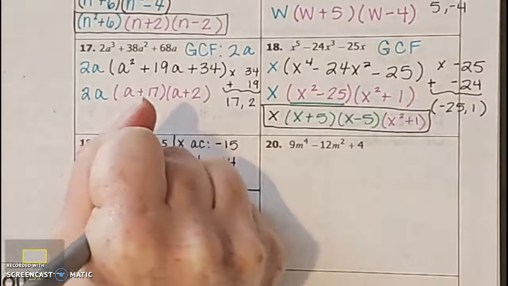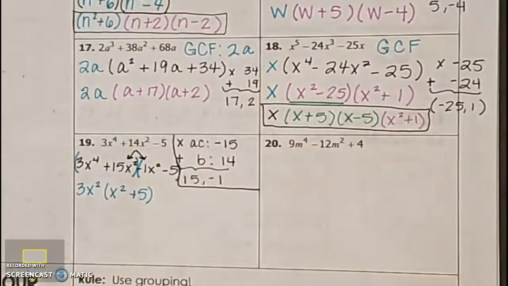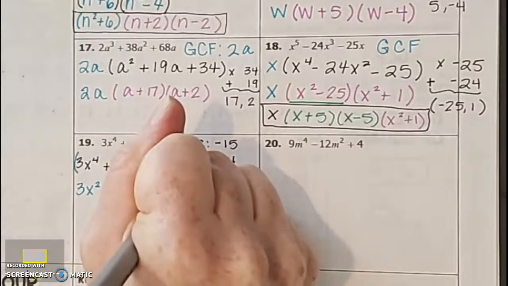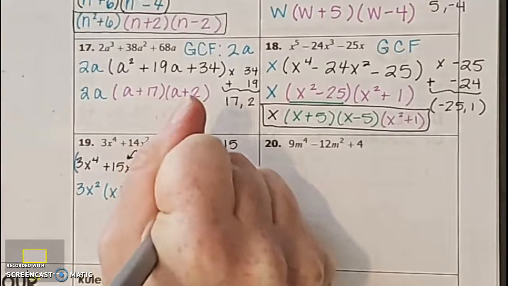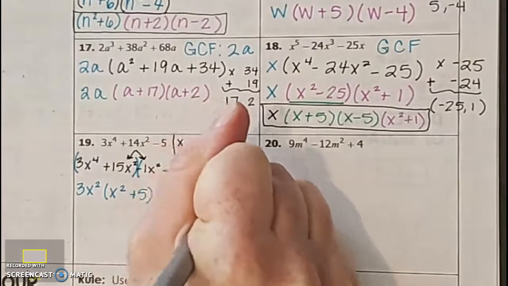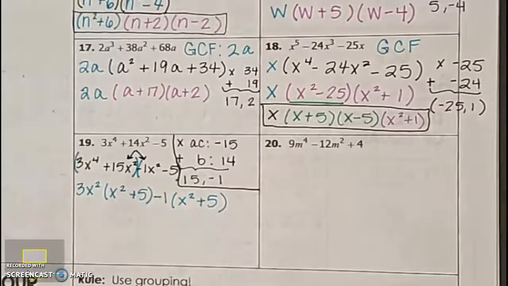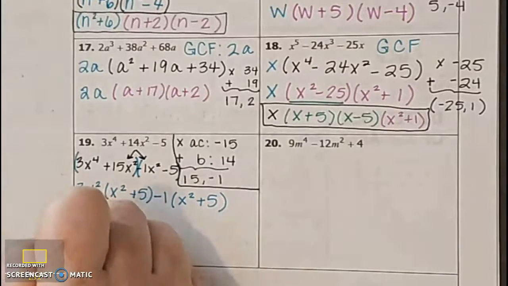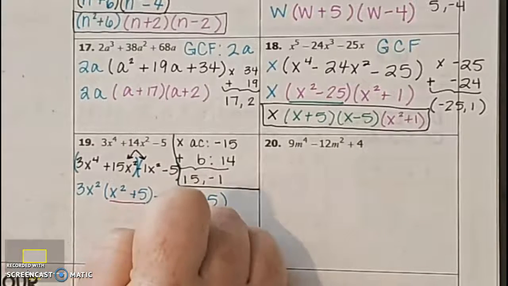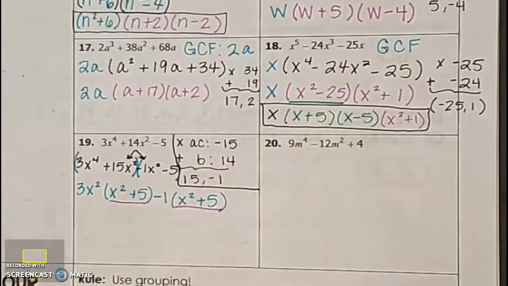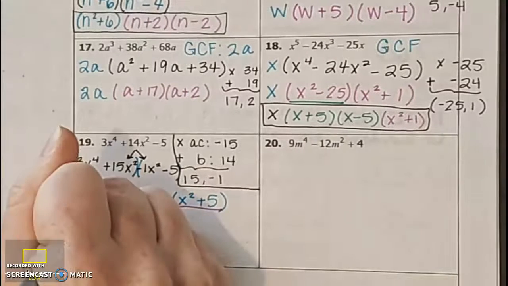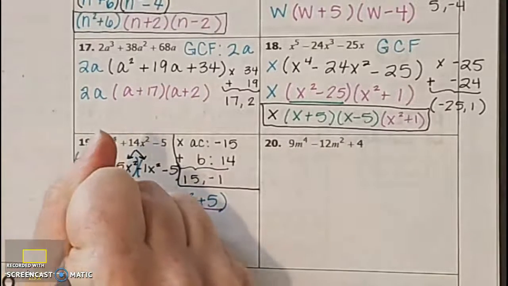And then looking at my second term, I have a negative 1x squared and a negative 5. I'm just going to factor out a negative 1 there. So I'm left with x squared plus 5. Okay, notice how we have x squared plus 5 and x squared plus 5 that match. So we'll factor those out, x squared plus 5. And what are we left with?